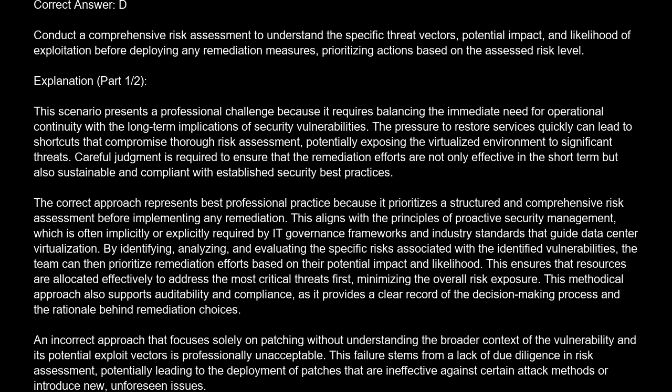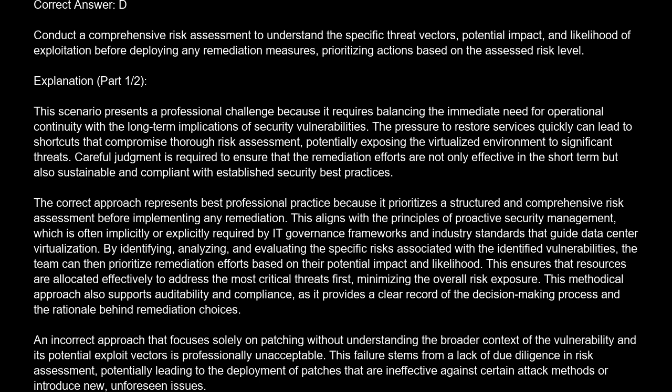Explanation. This scenario presents a professional challenge because it requires balancing the immediate need for operational continuity with the long-term implications of security vulnerabilities. The pressure to restore services quickly can lead to shortcuts that compromise thorough risk assessment, potentially exposing the virtualized environment to significant threats. Careful judgment is required to ensure that the remediation efforts are not only effective in the short term, but also sustainable and compliant with established security best practices.